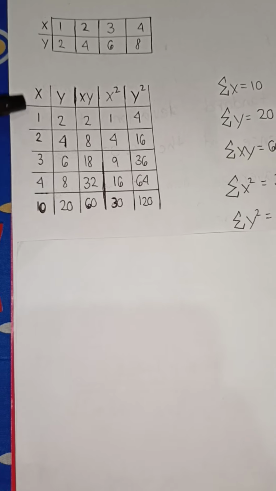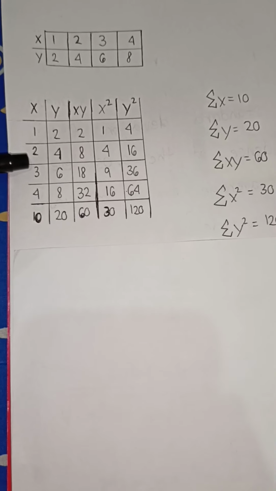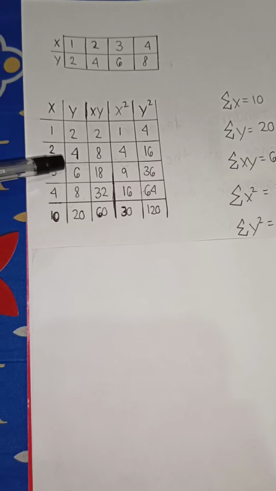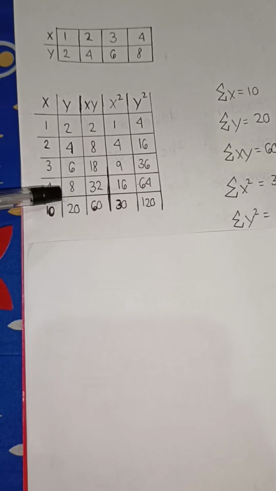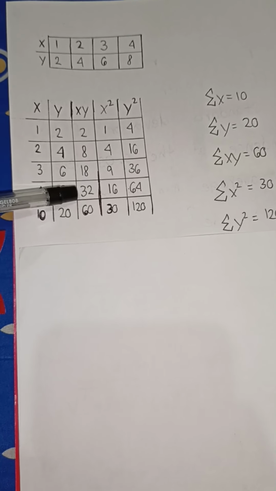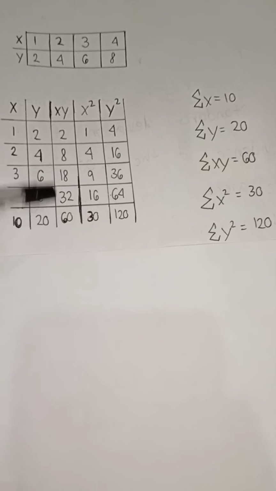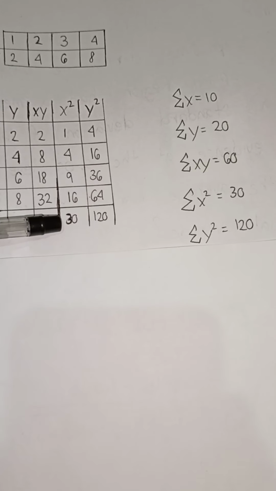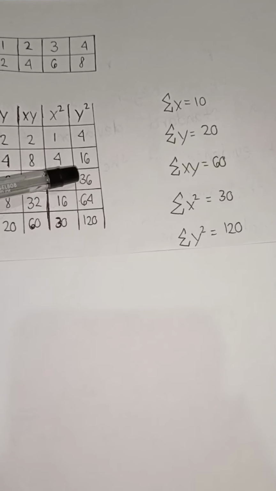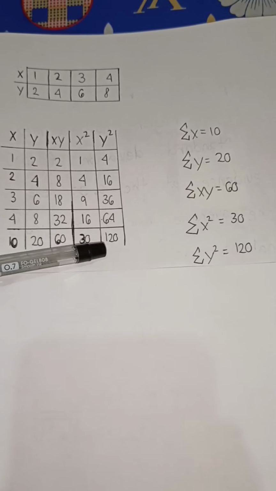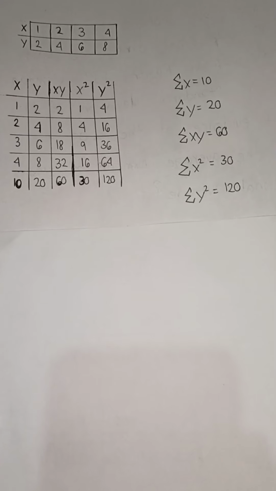Then we will add these. 1 plus 2 plus 3 plus 4 is equal to 10. 2 plus 4 plus 6 plus 8 is equal to 20. 2 plus 8 plus 18 plus 32 is equal to 60. 1 plus 4 plus 9 plus 16 is equal to 30. 4 plus 16 plus 36 plus 64 is equal to 120.